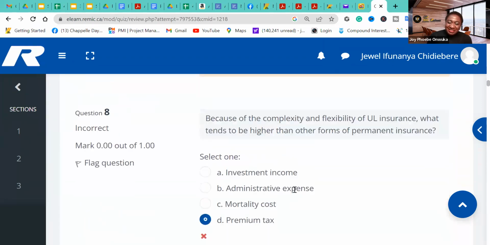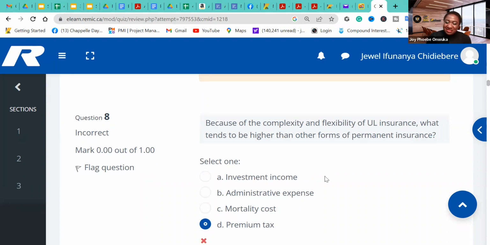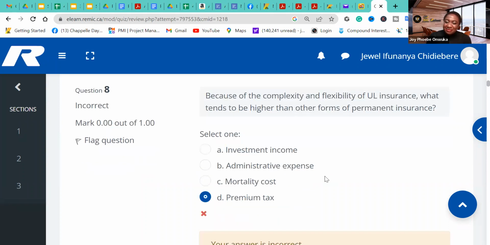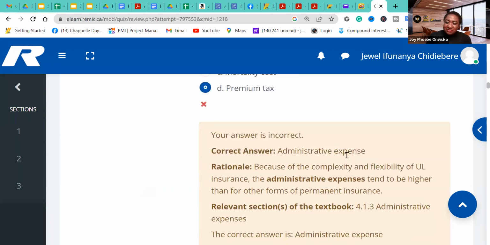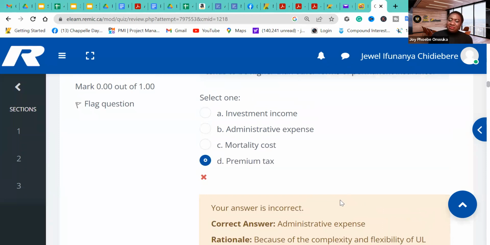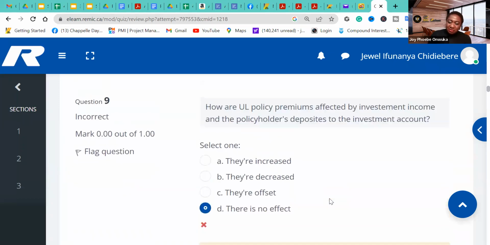Oh, we didn't get this one. So this one is where they were asking about, because of the complexity of the UL insurance, administrative expenses tend to be higher. Because of the flexibility of the UL, the administrative expenses tend to be higher than other forms of permanent insurance. Really? I thought it's premium class. Oh, higher. Wow.